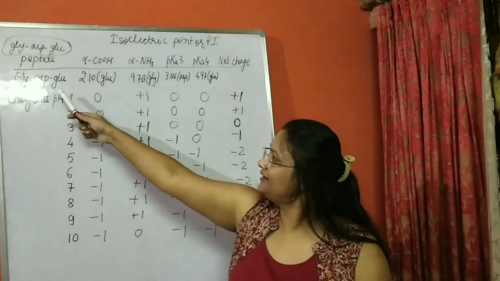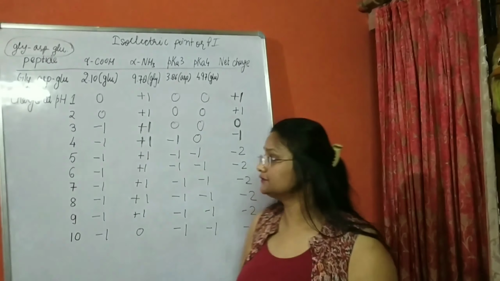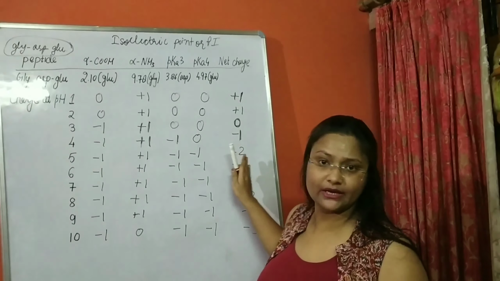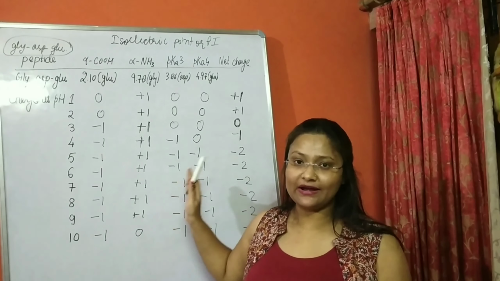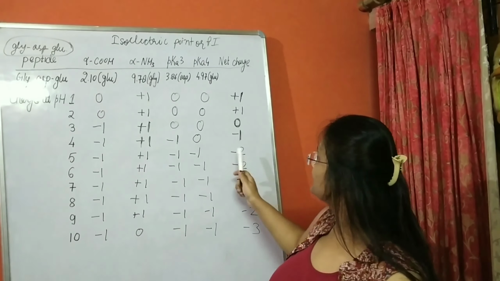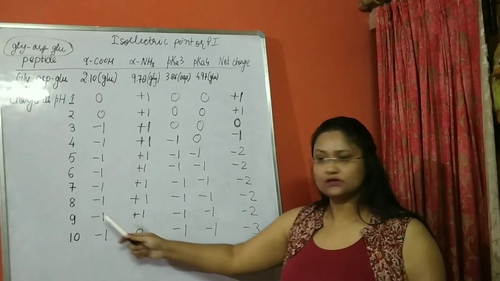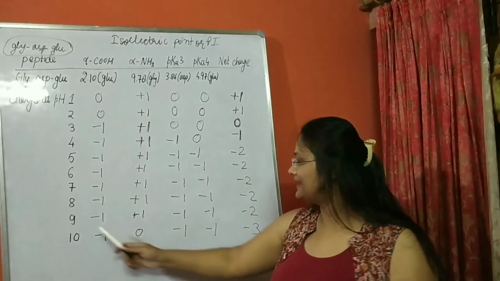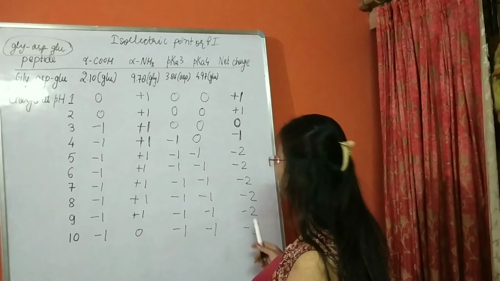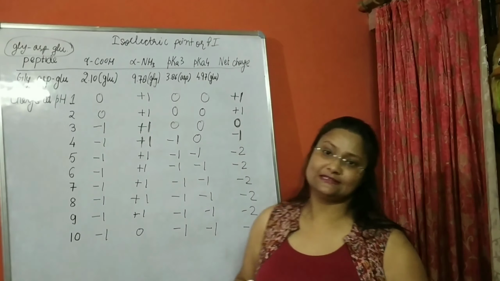Since it is not visible due to flash, I have written it over here also. For the other pH, I am writing them directly, because I hope you can find it out yourself. At pH 5, the net charge will be -2. At 6, -2. At 7, -2. At 8, -2. At 9, -2. And at pH 10, the net charge on this polypeptide will be -3.